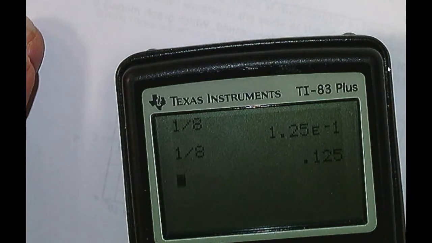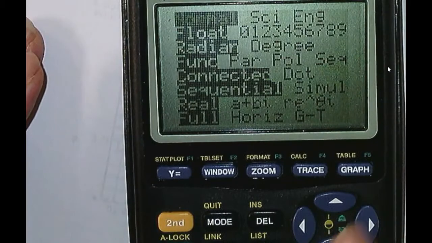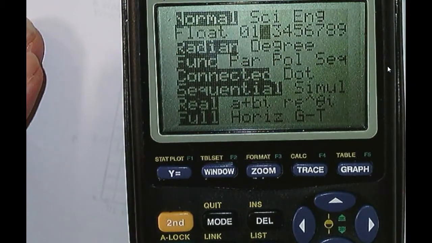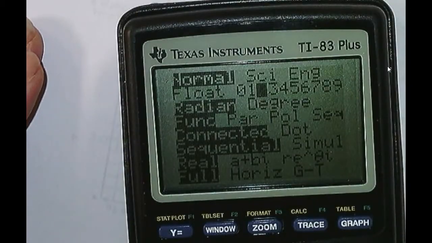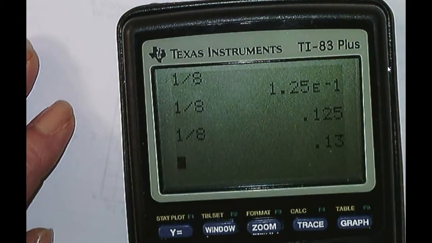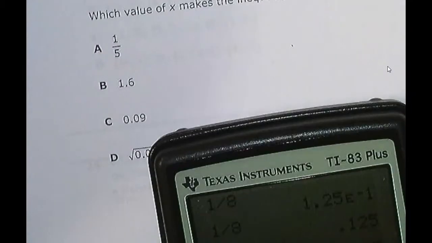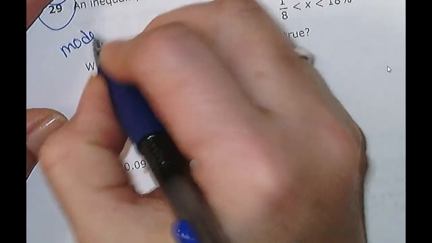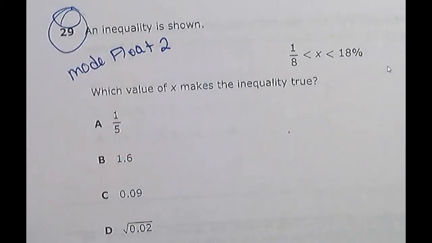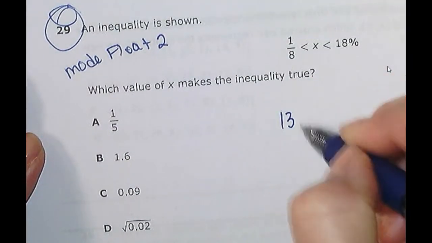There you go. And if you would do mode float 2, you'd even like that answer better. So I'm going to clear out of there. I want to do that again. Second enter. There. Money. 13 cents. I was in mode float 2. Usually that'll work. Now if it's a griddable, it won't work. Anyway, 1/8 was 13 cents.